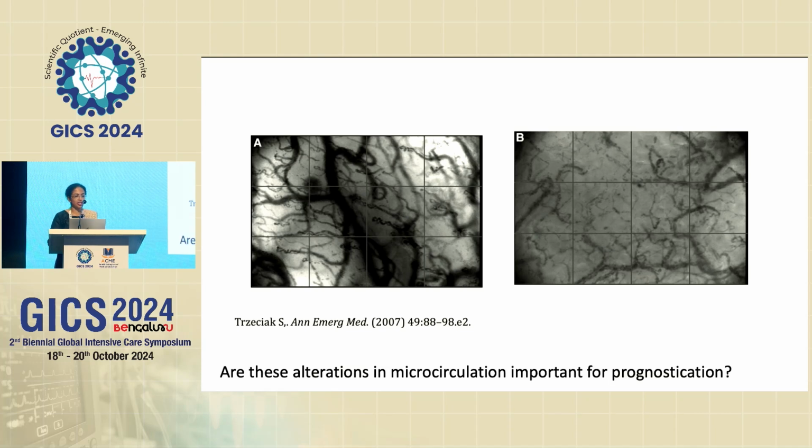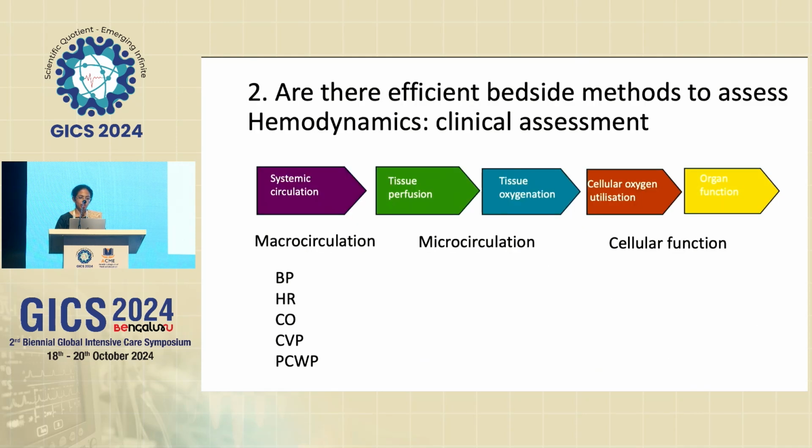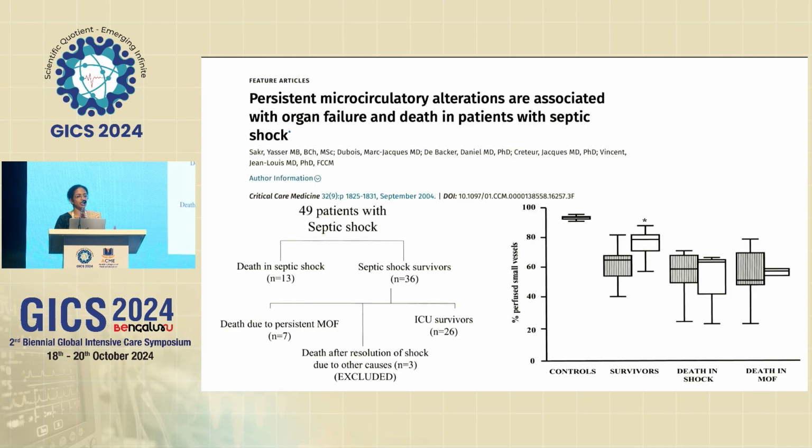So do these alterations in microcirculation actually help in prognostication? Current evidence shows that not a deterioration in systemic variables per se, but rather a failure of the microcirculation to transport oxygen is the primary cause for compromise leading on to mortality in patients. There are several studies like this which showed that persistence of microcirculatory alteration is associated with organ failure and mortality in shock patients, even after the macrocirculation has been normalized.